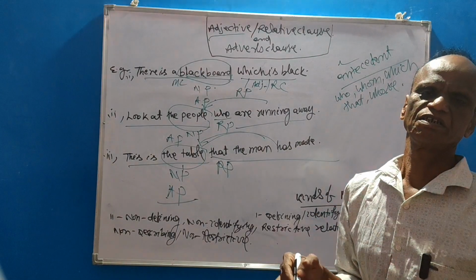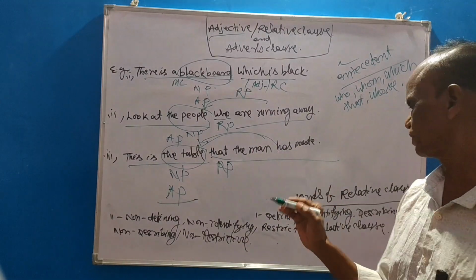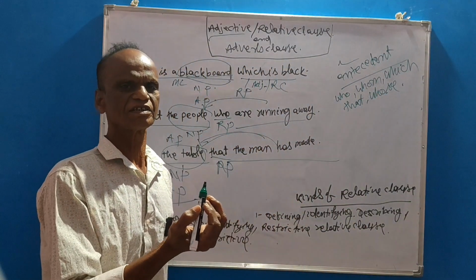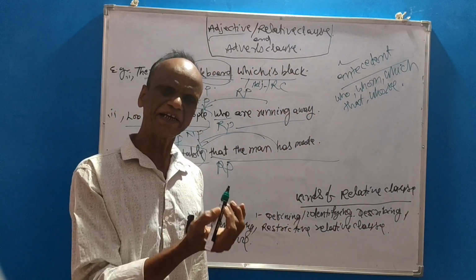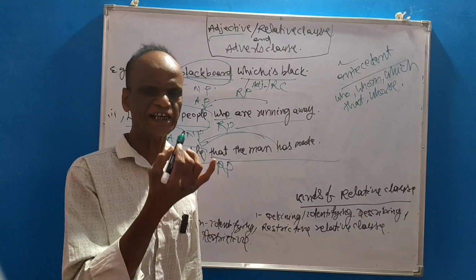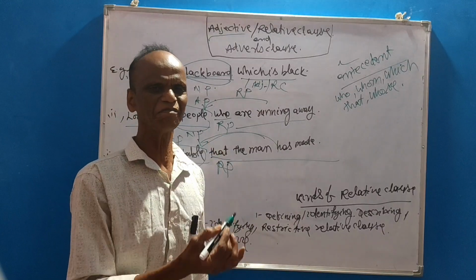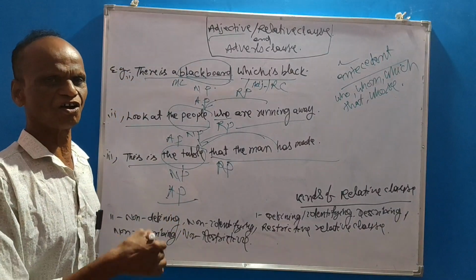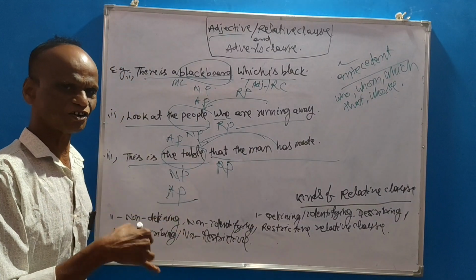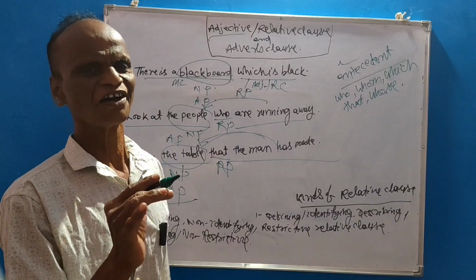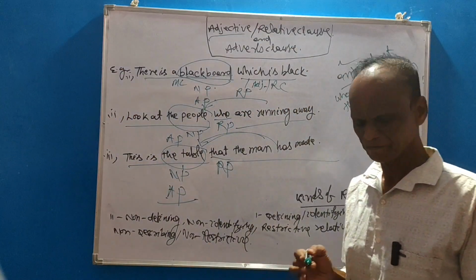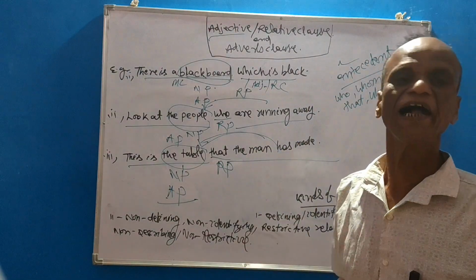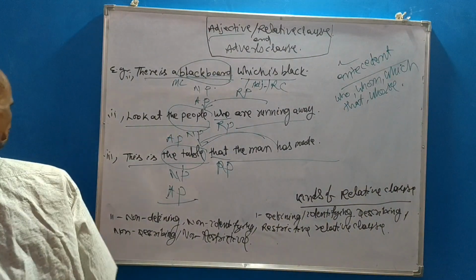There are two kinds of relative clauses, such as defining relative clauses, identifying relative clauses, describing relative clauses, or restricting relative clauses. Similarly, non-defining relative clauses, non-identifying relative clauses, non-describing relative clauses, non-restrictive relative clauses. Okay? Then comes what is defining and non-defining relative clauses.